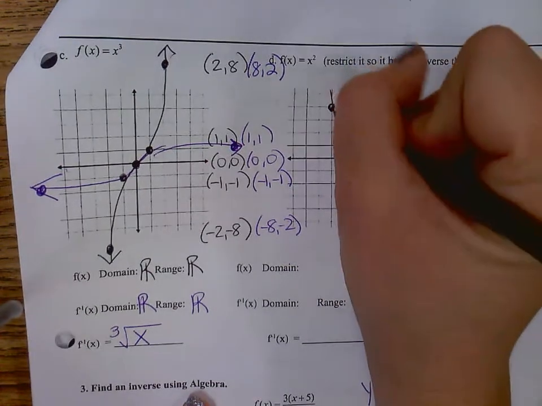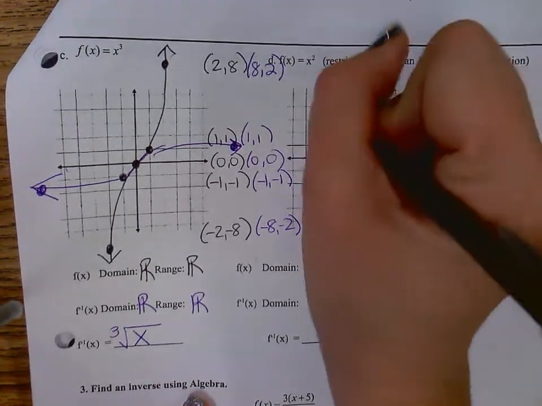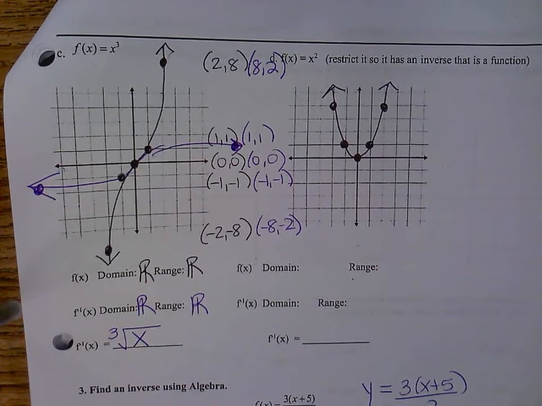So this is the original function. And it says something strange. It says, let's restrict it so it has an inverse that is a function. Again, this is more like Algebra 2 Advanced or bonus, but I just want you to see it in case you're going to take pre-calculus.